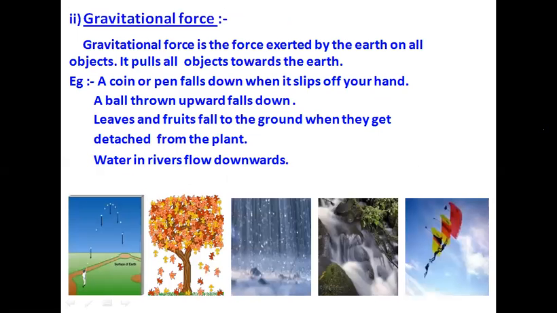So next is the gravitational force. Gravitational force is basically the force that is exerted by the earth on all objects. The attractive force that a body experiences towards the center of the earth is called the force of gravity due to earth, and it pulls all objects towards the earth. There are so many examples, like a coin or pen falls down when it slips off your hand, a ball thrown upward falls down, and leaves and fruits fall to the ground when they get detached from the plant. Also, rainfall and waterfalls are examples of water flowing downward. So these are all attractive forces exerted by the earth on objects.